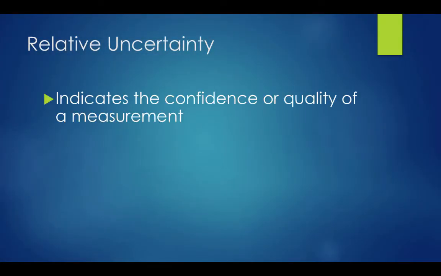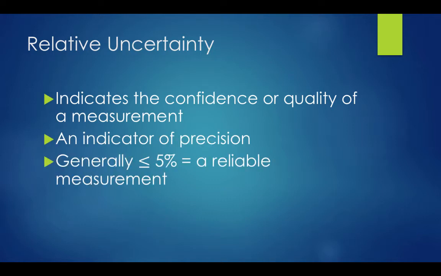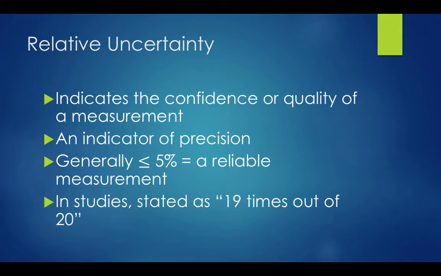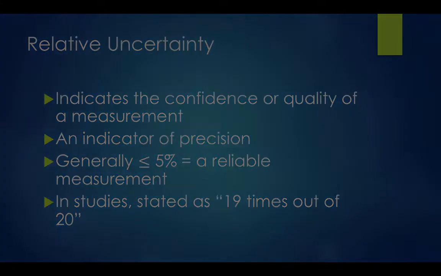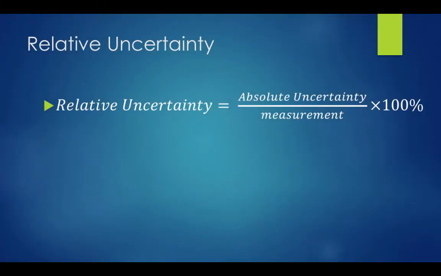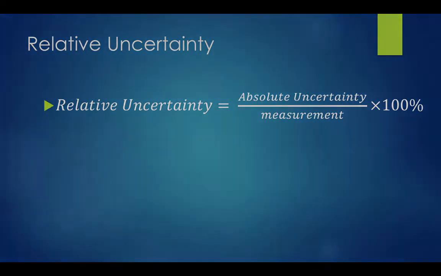Relative uncertainty indicates the confidence of a measurement or the quality of a measurement. It indicates how precise the measurement is. Generally, if the relative uncertainty is less than 5%, then you have a reliable measurement. You often hear this in political surveys where they are trying to predict the outcome of an election. They often use the term 19 times out of 20, which calculates to 95% certainty. The formula for relative uncertainty is the absolute uncertainty divided by the measurement you made times 100%.